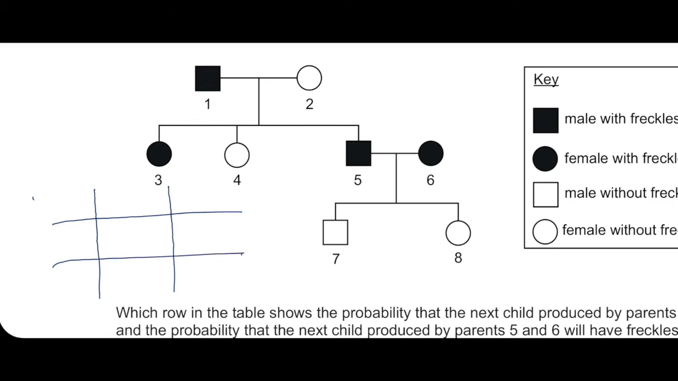So parent number 1 is big F, little f, and parent number 2 is little f, little f. Therefore, this will be their offspring genotype. And from this, you could determine that 50% will be little f, little f, and 50% will be big F, little f. And therefore, you could assume that the probability that their next child will have freckles will be 0.5 or 50%. So let's keep that in mind.